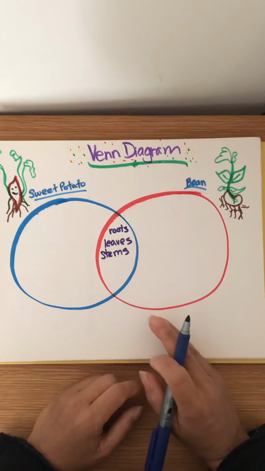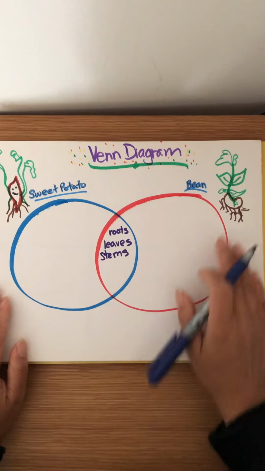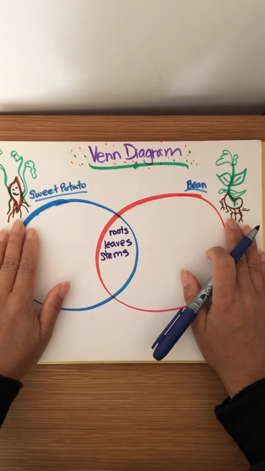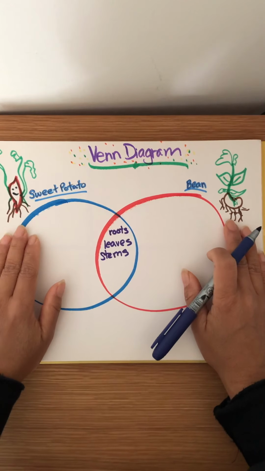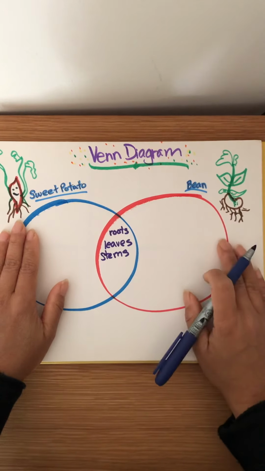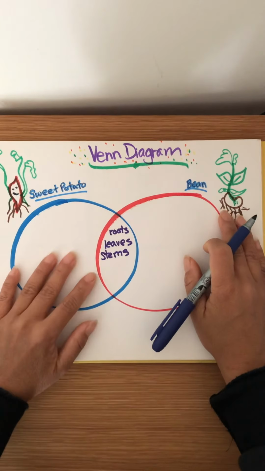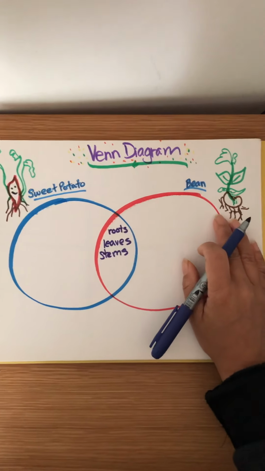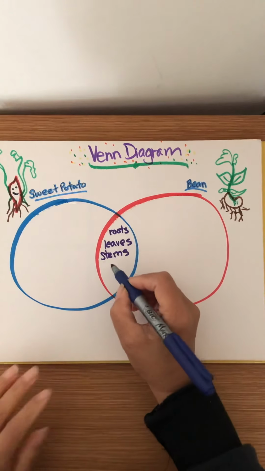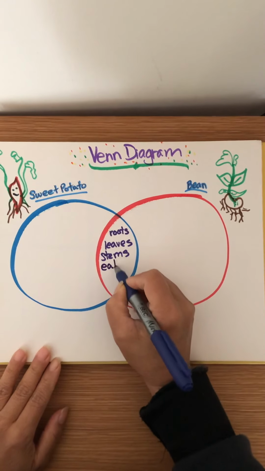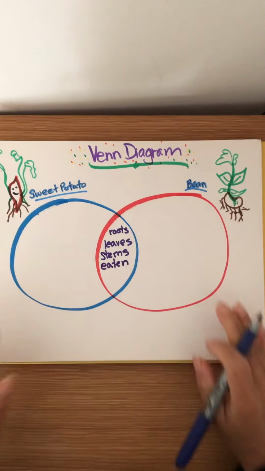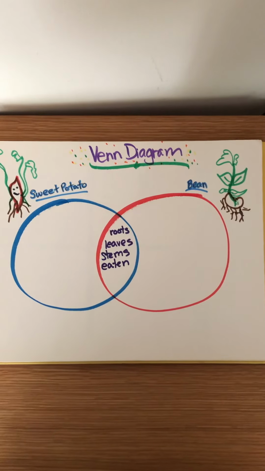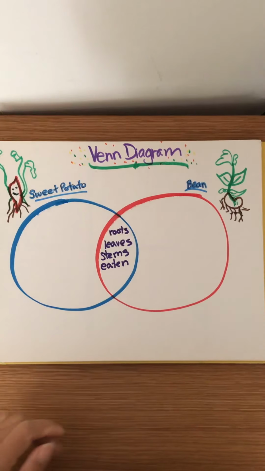What else can we talk about with these two plants? Well, these two plants are special because when they grow and grow and grow, you can eat them. You can eat a sweet potato and you can definitely eat a bean plant. So they're both vegetables that can be eaten. So both can be eaten. Now, I think we've got a good amount of information that tells us what is the same about them.